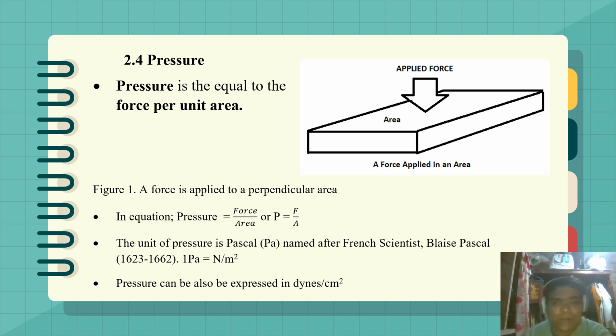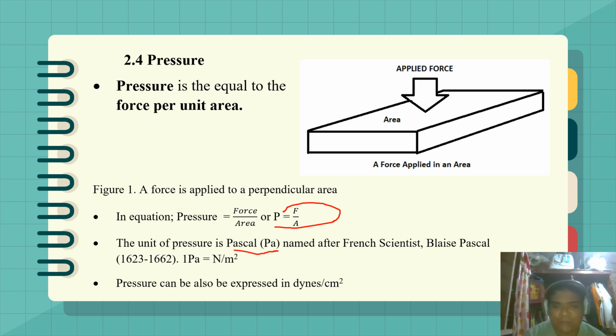Now we have here the pressure. Pressure is equal to the force per unit area. So a force is applied to a perpendicular area. In equation, pressure is equal to force over area. So we have this formula here, okay? The unit of pressure is Pascal. That means when you compute it, your unit is always Pascal, or Pa.